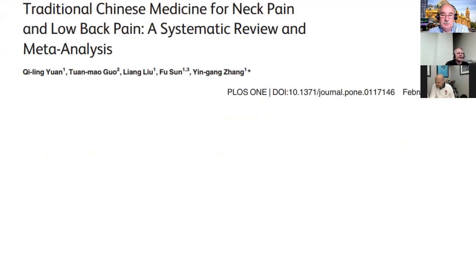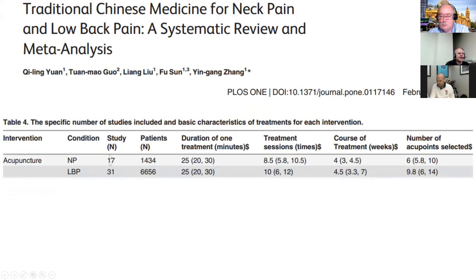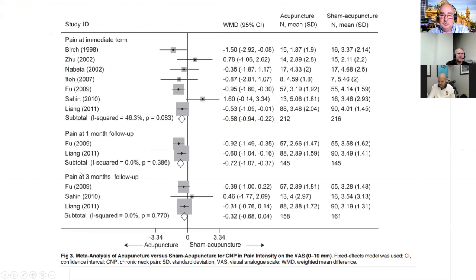Here's one of these systematic reviews and meta-analyses. The people who like sticking needles into people tell me that low back and neck pain is it, a really good thing to do. So here's 48 studies in 8,000 people for neck pain and low back pain. What did they find? They found that immediately, at 1 month, and at 3 months, the effect size of doing acupuncture versus pretend acupuncture is about a third of a point out of 10, and it's statistically significant. All right, well, that seems good.